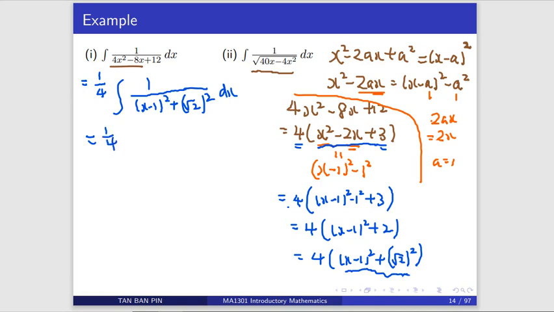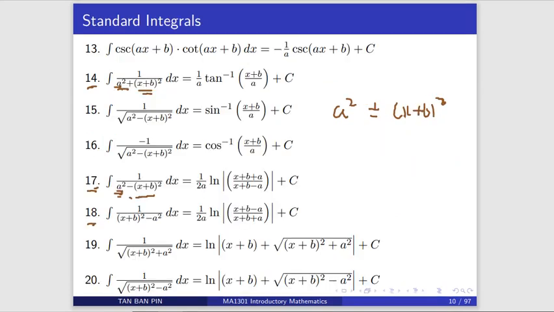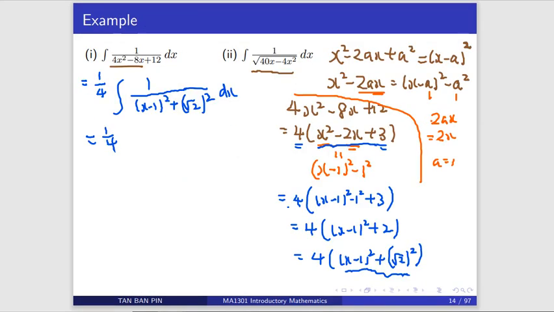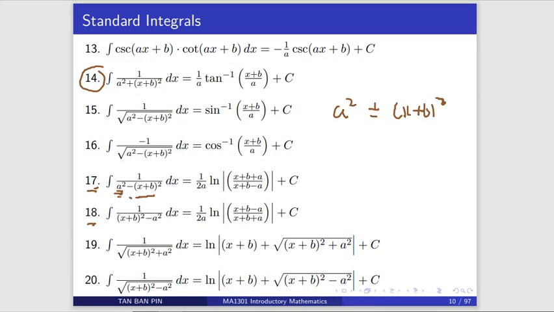So it gives you 1 quarter, and then you check. You should be using formula 14 because what you have here is a plus sign. So it's actually integrate 1 over square root 2 squared plus x minus 1 squared dx. So you fit into formula 14. A is square root 2. So the answer will be 1 over a tangent inverse x plus b over a plus c.